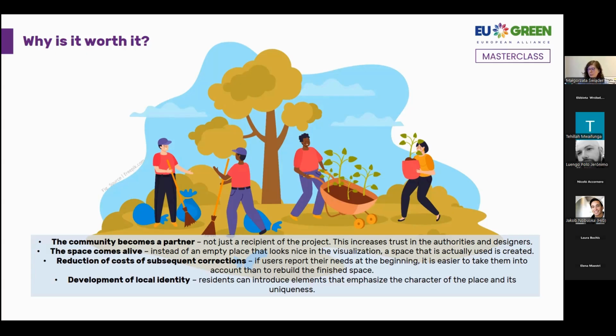And finally, we also have an impact on the development of local identity. Some elements could be introduced to emphasize the character of this place and this community. For example, the place for playing boules was important for this group. They had a championship in playing this game, so they knew it would be a very important element, one after the bench that was the main element of the garden.